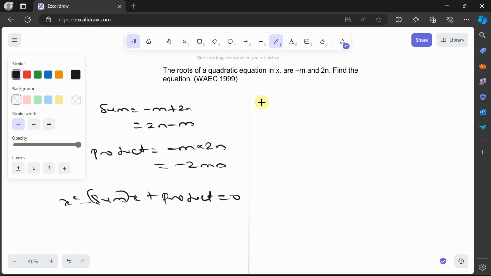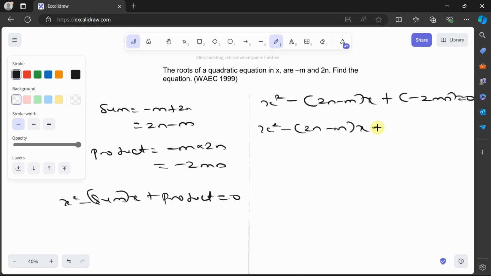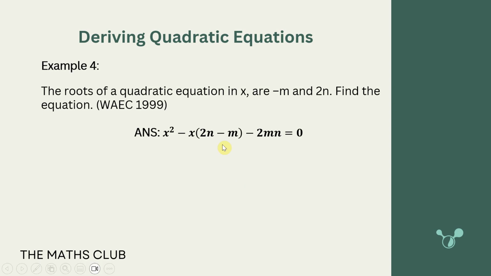So let's solve. So that will be x squared minus open brackets 2n minus m x, then plus open brackets minus 2mn is equal to 0. So that will be x squared minus 2n minus m x minus 2mn is equal to 0. Let's see if we're correct. Great. So you can see x squared minus x open bracket 2n minus m minus 2mn is equal to 0.